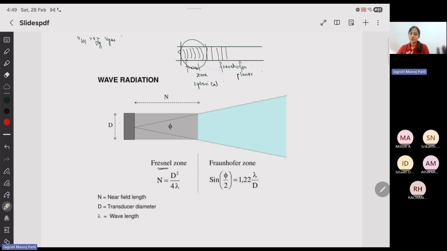So diffraction contributes to more loss of your energy, and that will also take up much of the useful information that your tissue was contributing towards you.